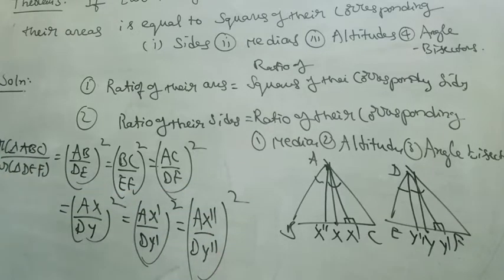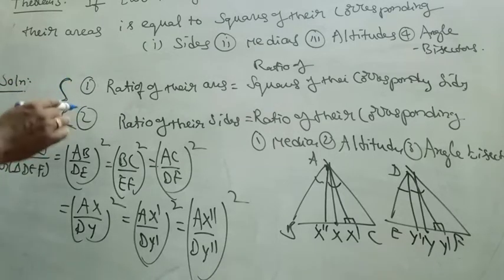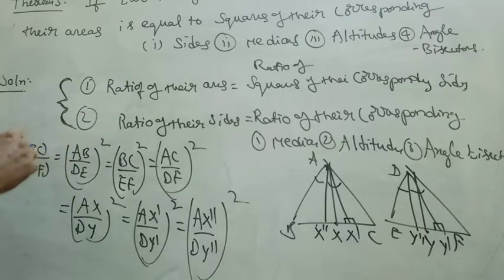Here you know that area of triangle ABC by area of triangle DEF is equal to this. By combining these two results, we have got that the ratio of their areas is equal to the squares of their corresponding sides, medians, altitudes, and angle bisectors. By this way, we have got this wonderful result, my dear students.